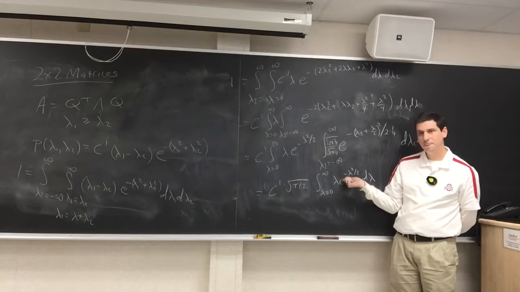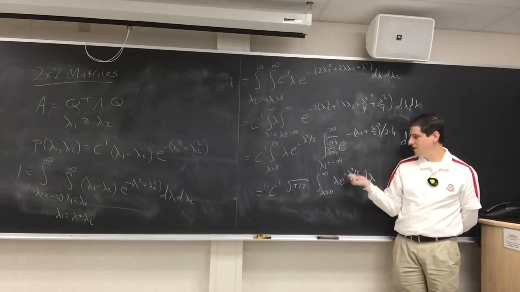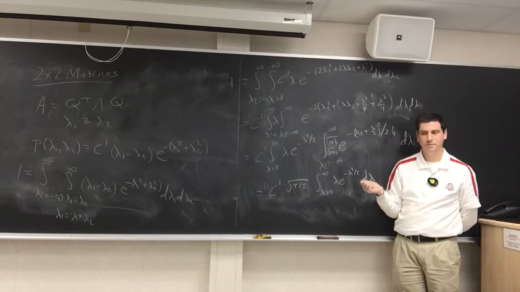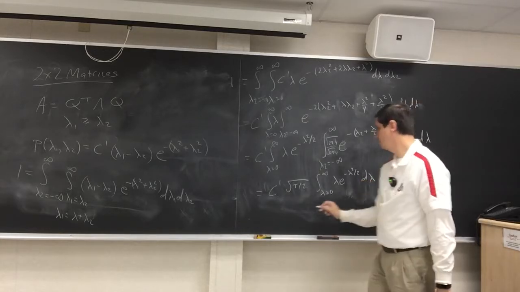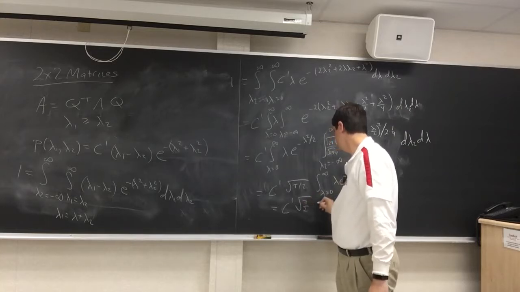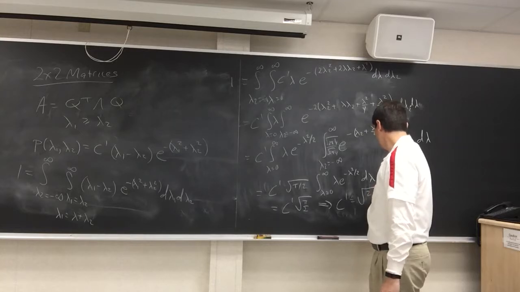Now when I do this integral, I can just do u substitution. This integral I think is just 1. What's nice is the 2 over here is exactly what I need to even cancel the exponent there. And so when I just integrate, I'll get e to the negative lambda squared over 2. And then because of the negative sign, I flip 0 and infinity. And so I just get 1. So this is just equal to c prime square root of pi over 2. Therefore, c prime should be the square root of 2 over pi.